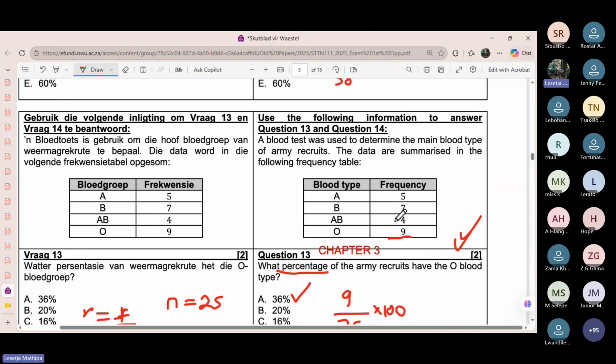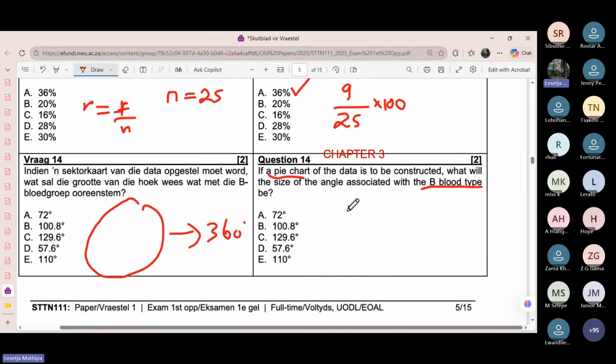They are referring us to the B blood type, which is 7. Already we know the value of n. So you're going to say 7 divided by 25, which is the value of n, multiplied by 360 degrees. Remember we are looking for the size of the angle. If they're talking about a pie chart, always remember the revolution of a pie chart is 360 degrees. Whatever you do, multiply by 360. Then the answer is equal to 100.8 degrees. This one is correct. So another 2 marks.